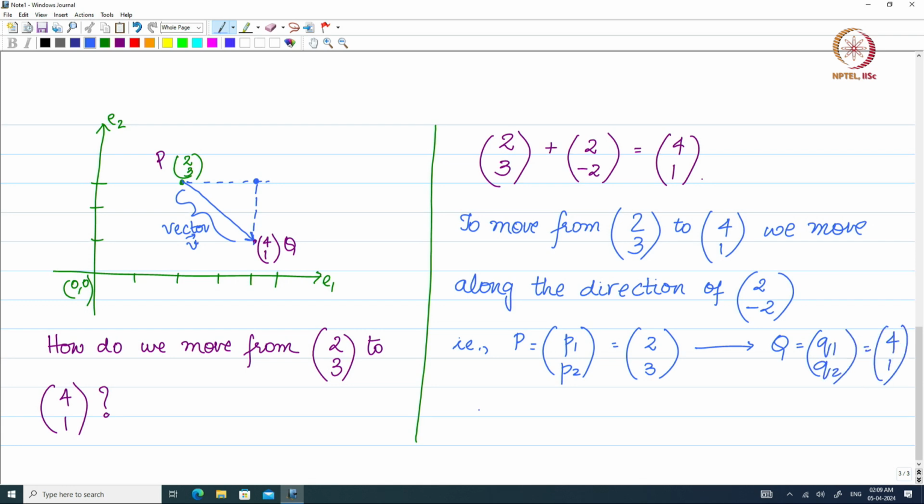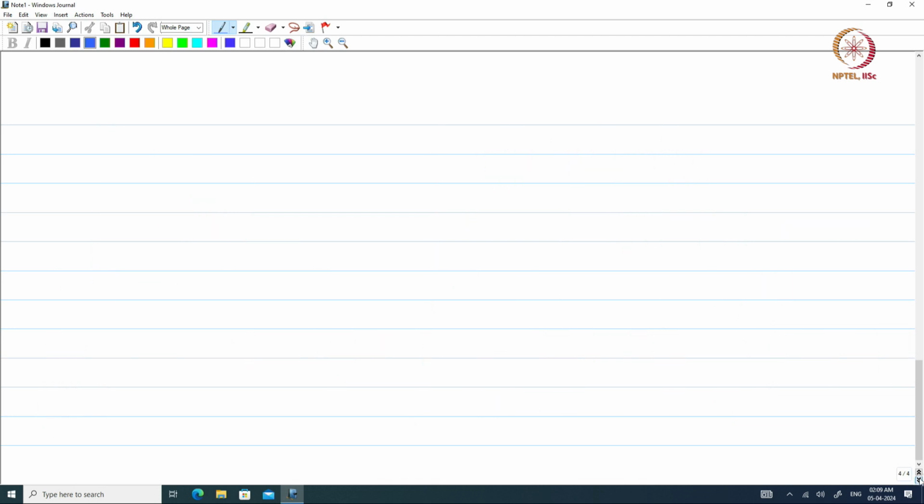So what we do is we say P plus this V is going to give me that Q, which is basically the point 4 1. What this implies is that the vector V is basically given by the difference between the two locations, Q minus P. Is that clear?